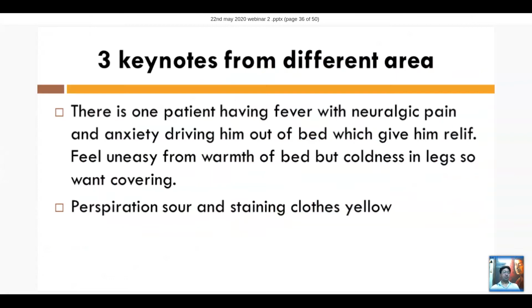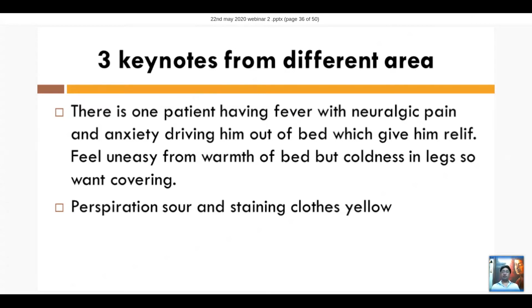Suppose in a case now we are not having any totality, right? Then we must see now what to do. The next thing is three keynotes from the different area. Why different area? Different area means, for example, one keynote from the mental sphere, one keynote from the GIT, or one keynote from the extremities. It can be anything.